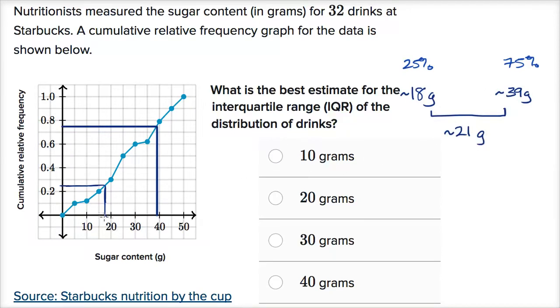So our estimate of the interquartile range, looking at this cumulative relative frequency distribution, is this: 25% of the drinks have 18 grams or less, and 75% of the drinks have 39 grams or less. If we take the difference between these two quartiles, the first quartile and the third quartile, we get 21 grams. Now, looking at the choices right over here, 20 grams definitely seems like the best estimate, closest to what we were able to estimate based on looking at this cumulative relative frequency graph.